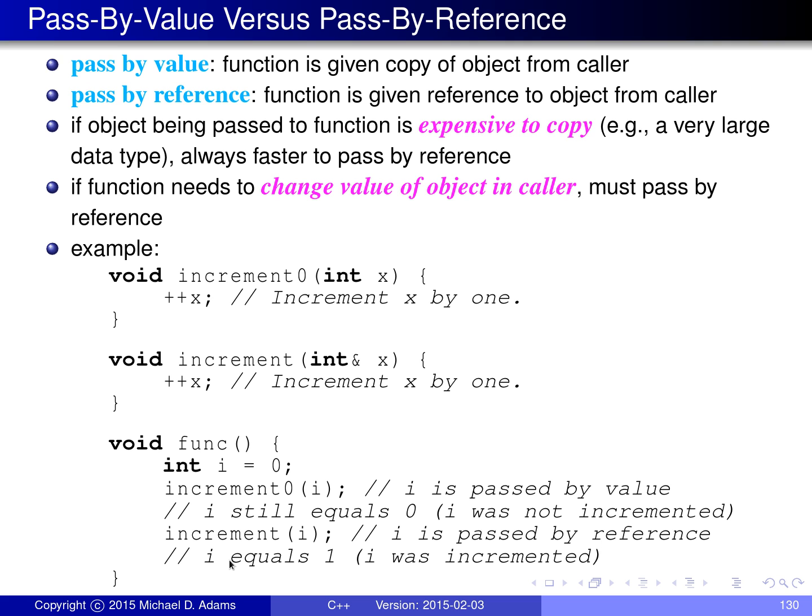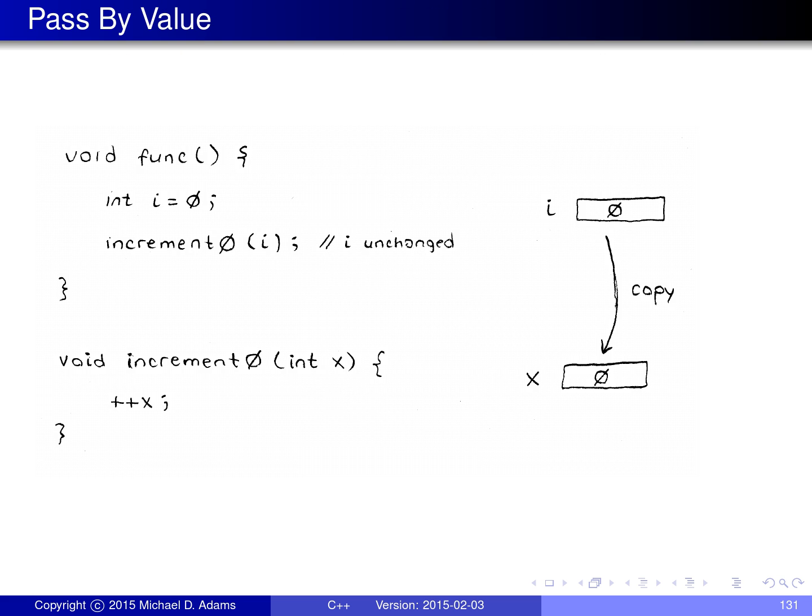In the next few slides, I'm going to explain in more detail why this sort of behavior results. To begin with, let's consider the case of the increment0 function, in other words, the one that's using pass by value. So if we look at the code here, we have our function increment0.